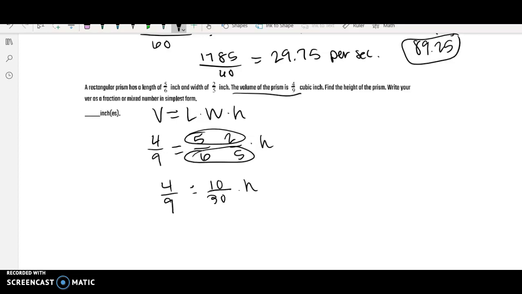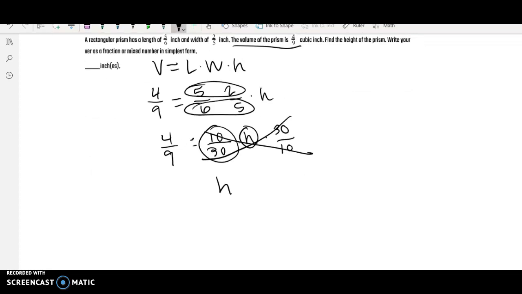To get it to go to the other side, we need to turn this into a 1 on this side. To get this to turn into a 1, so that way we just have 1h, or 1 height, we're going to multiply this side by the multiplicative inverse. So we're going to multiply by 30 over 10. So that way these cancel, and we're just left with our h. So now we have h equals, but whatever happens on this side, we have to do to this side. So we also have to multiply by 30 over 10.